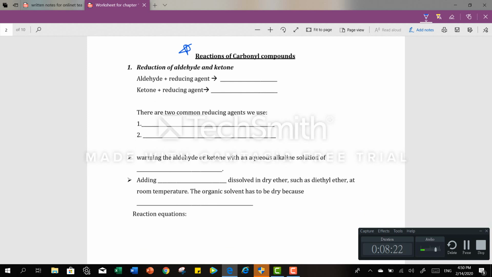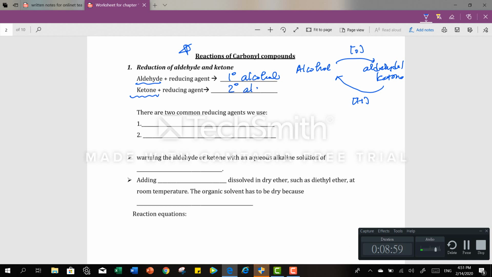Now this is what I just told you. If you have to reduce aldehyde and ketone, now remember, alcohol goes through oxidation to become aldehyde or ketone, and then reduction to go back. So if you reduce an aldehyde, it goes all the way to primary alcohol, because the aldehyde is formed from the oxidation of primary alcohol. If you want to get secondary alcohol, you have to reduce a ketone.